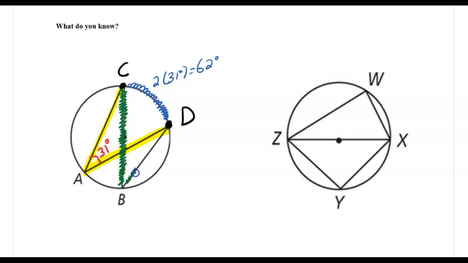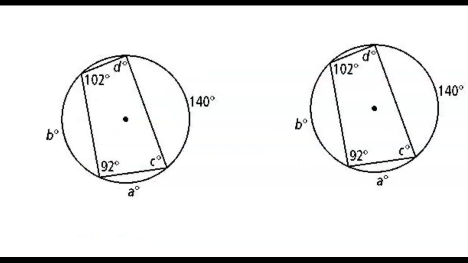And if I trace that angle, we also know angle B is half of 62, which is 31 degrees. So because both angles intercept the same arc, it should make sense that angle A and angle B are the same. And the third warm-up for today is the goal is to find angle C and angle D.